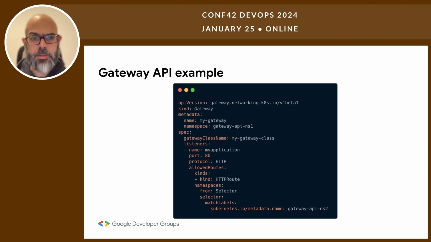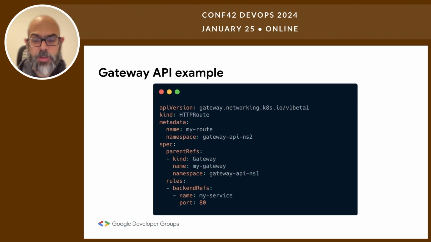Okay, let's get to the examples. First of all, the gateway example. We can see here a gateway called my gateway in the namespace gateway API NS1. It implements a class that is called my gateway class. And for example, we have a listener that is called my application, and we can see here that we are limiting the route that can attach to this gateway. In this case, we said that on this gateway can attach only an HTTP route. Not only, we also said that to this gateway can attach a route that is in the gateway API NS namespace 2.